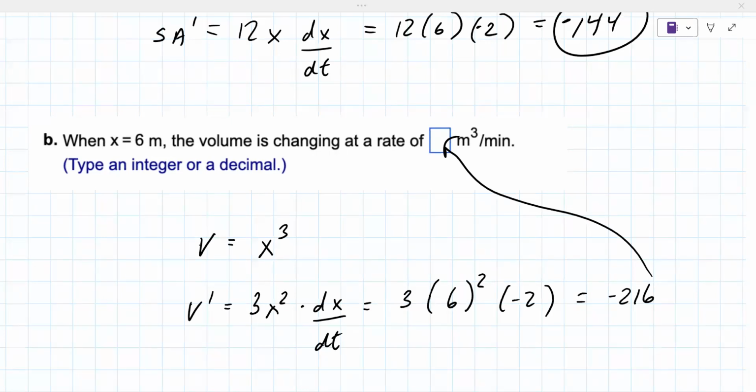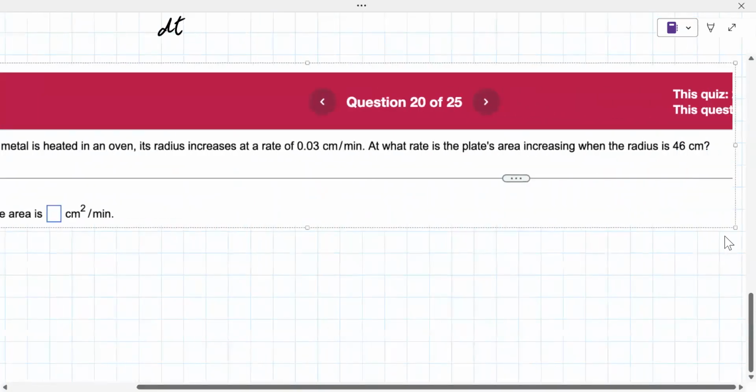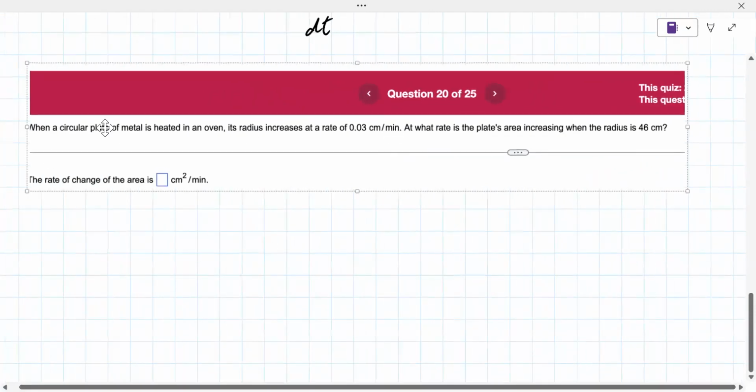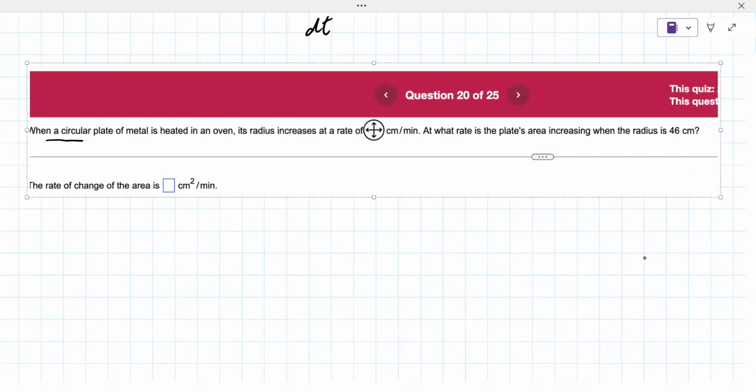Okay, so next question, number 20. Again, another related rate here. If you could ever do half screen on the snips, the pictures just come in a little better. Not so wide, but this is fine. It's a preference. So on a circular plate, you have to know what the formula for an area of a circle is.